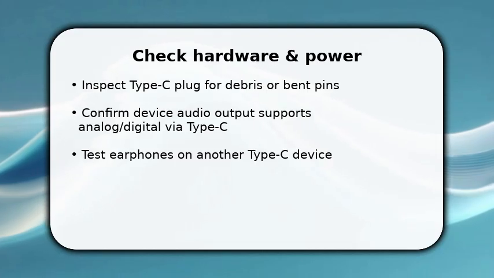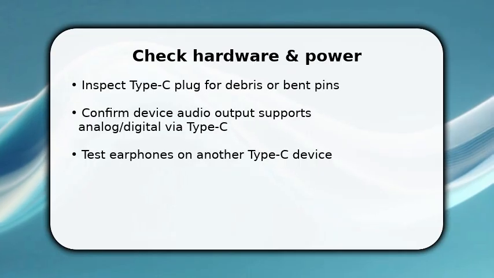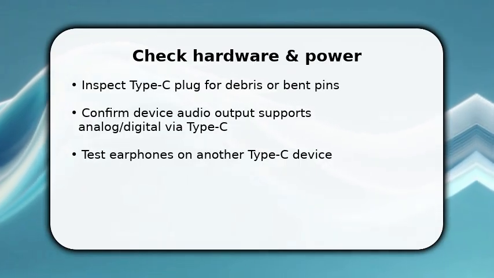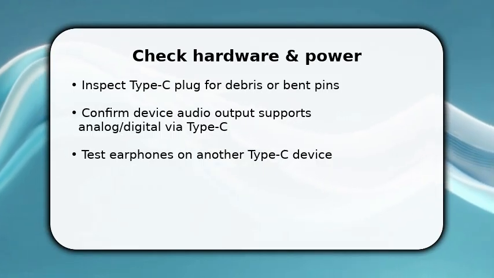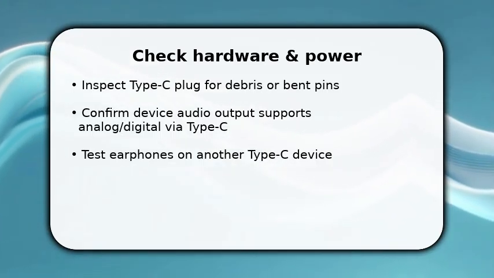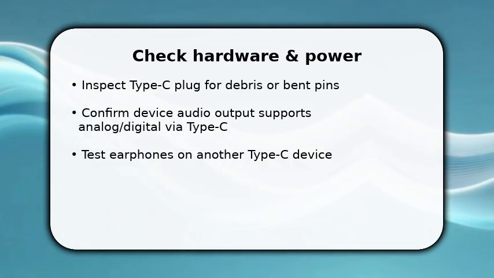You start by confirming hardware basics fast. Unplug and visually inspect the Type-C connector for lint, corrosion, or bent pins, because physical obstruction is the most common failure. Once done, make sure your phone or laptop actually outputs audio over Type-C. Some require adapters or settings.